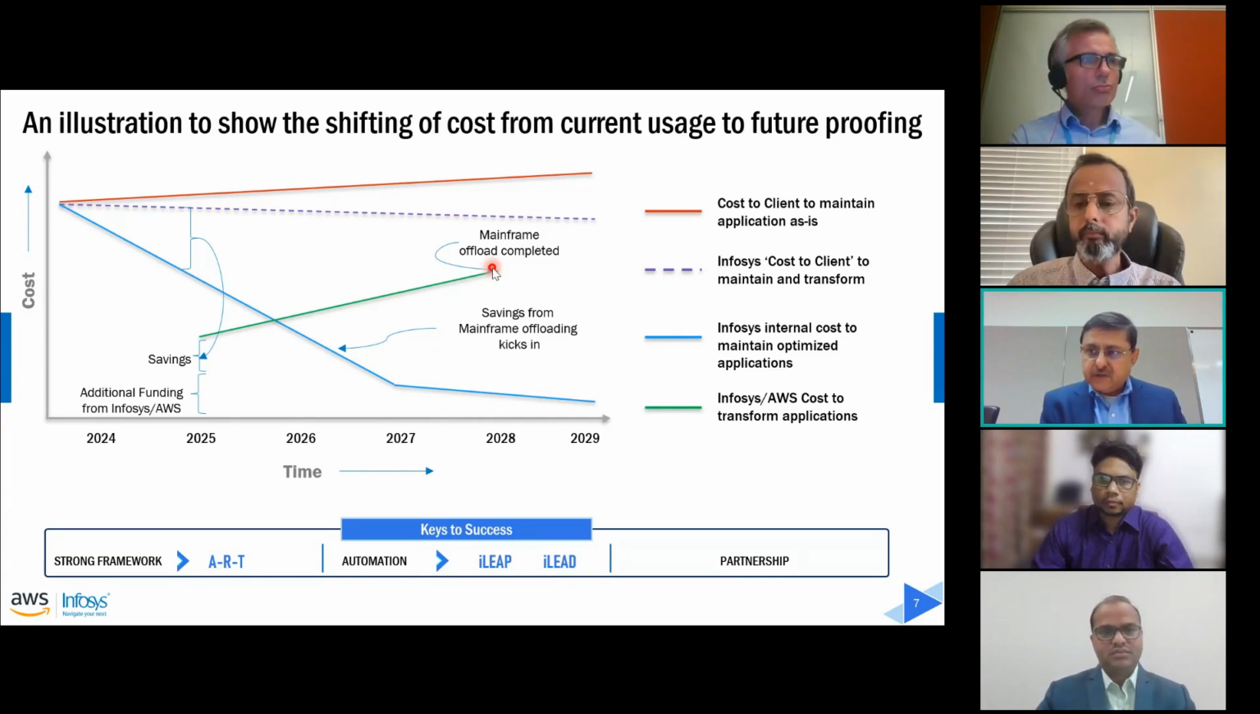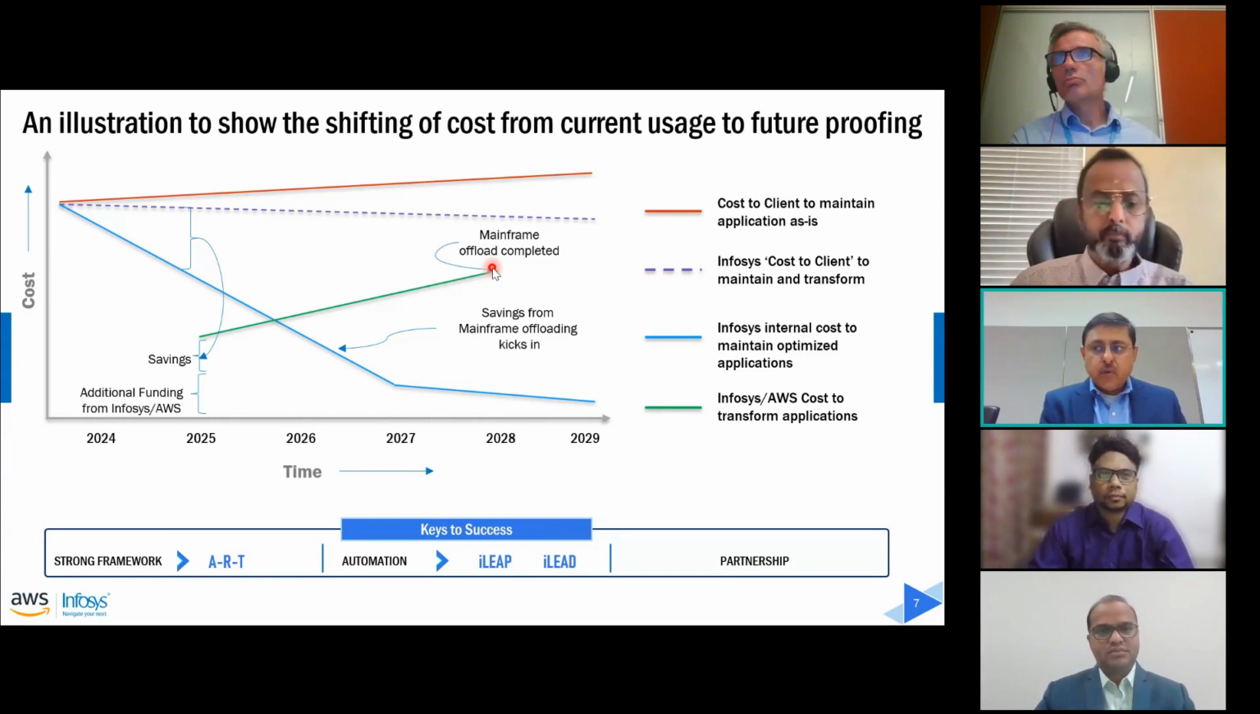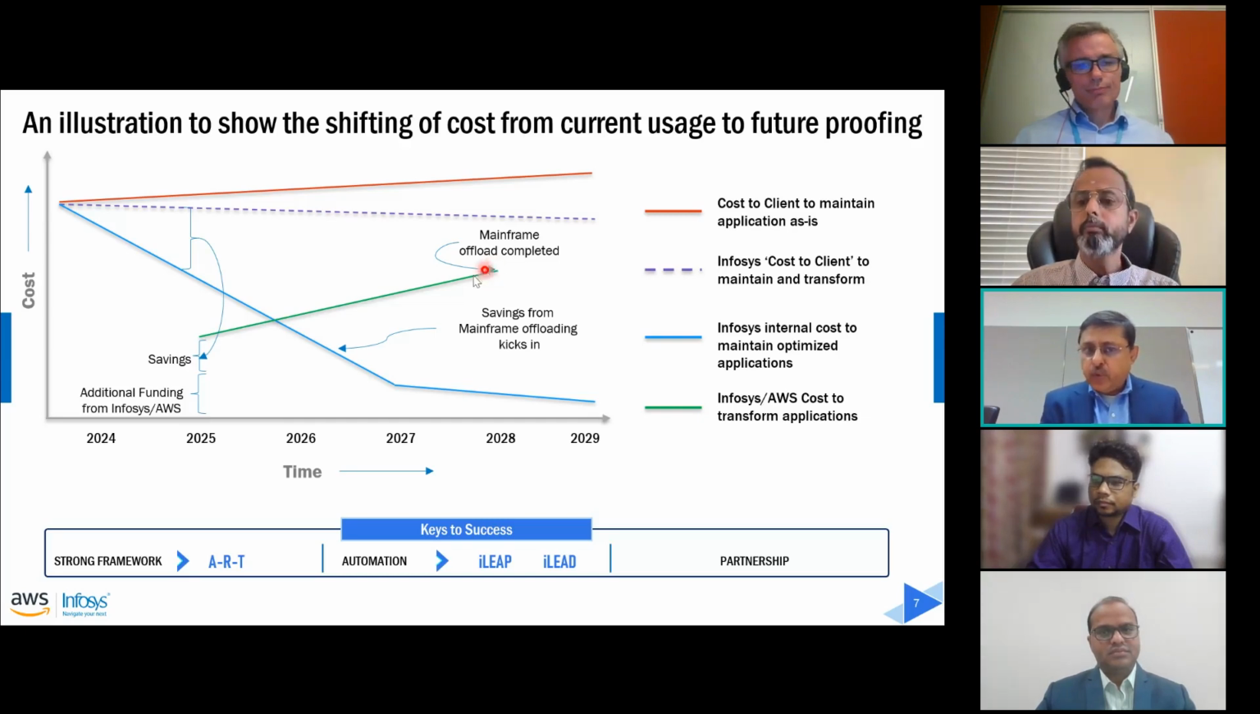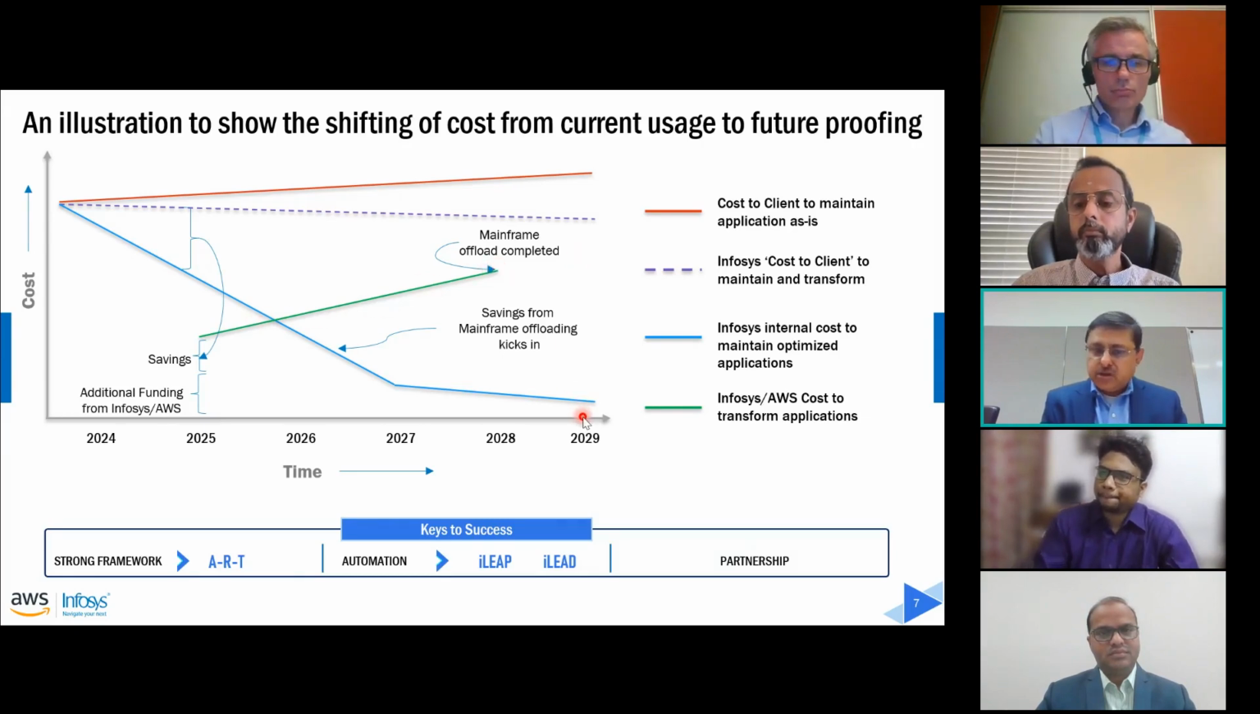Based on the savings coming from optimization of the application management process, our retirement of the applications on the mainframe, offloading the mainframe, thereby reducing the cost of MIPS, as well as some funding that we bring to the table, we are able to transform this entire landscape. So at the end of, let's say, the sixth year, what the client has is a completely transformed landscape without any mainframe, but without any additional money that he has to put on the table.